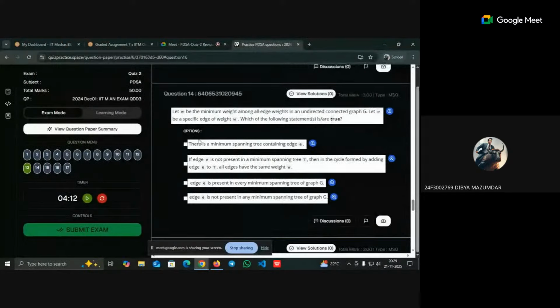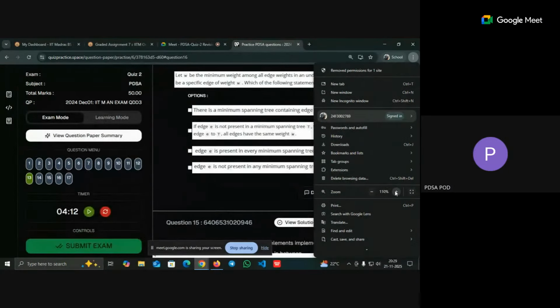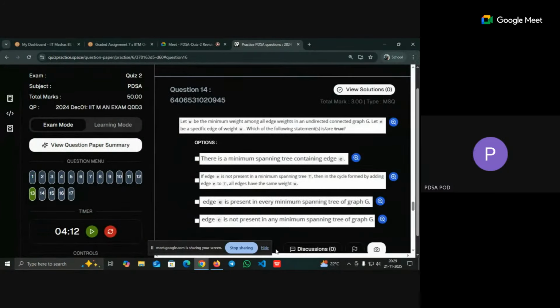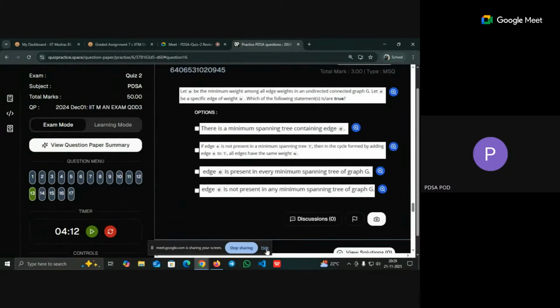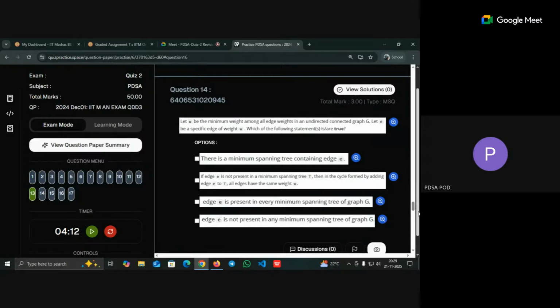This question: Let W be the minimum weight among all edge weights in an undirected connected graph G. Let E be a specific edge of weight W. Which of the following statements is true? Okay, what is your doubt here?